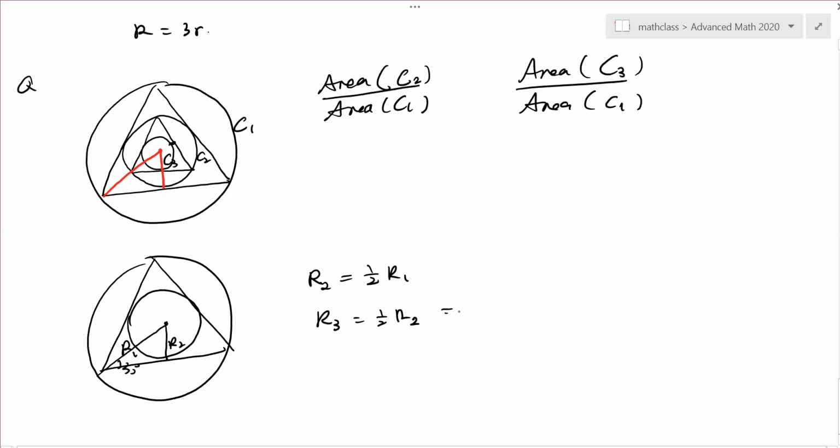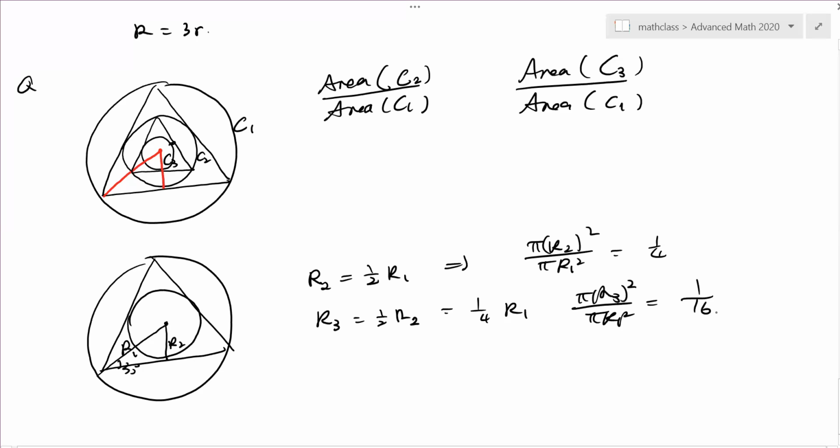And that will be a quarter of R1. As long as you know the relationship among the radii, then you can figure out the ratio of the areas. So pi R2 squared over pi R1 squared is just equal to a quarter. The same way, pi R3 squared over pi R1 squared is just equal to 1/16.